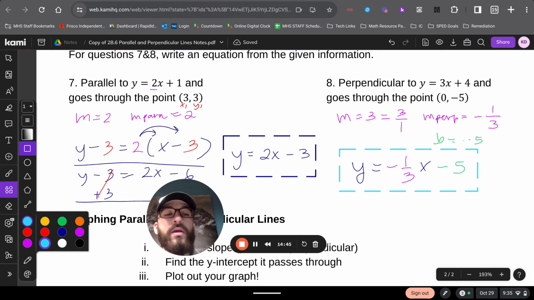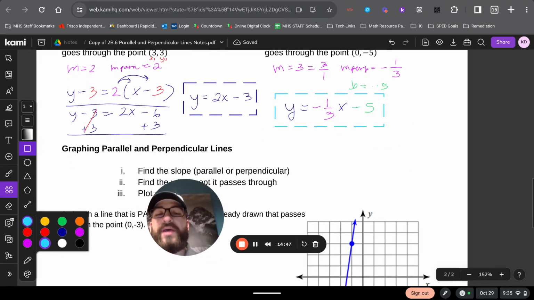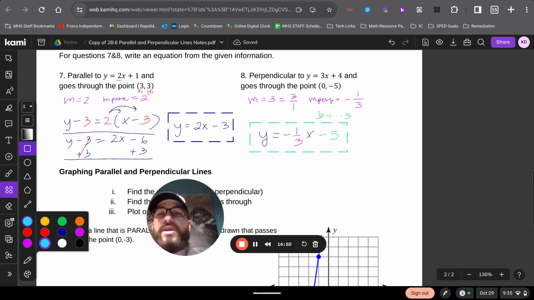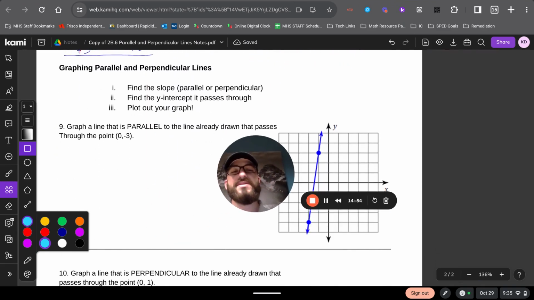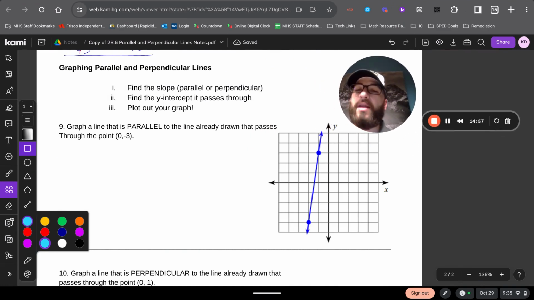Pretty straightforward. We're going to shift it just a little bit and not just write equations from a verbal presentation, but also write equations from a graphical representation. So let's look at number 9. We want to graph a line that is parallel to a line that is already drawn that passes through the point 0, comma, -3. So they've given us two pieces of information. They've told us it's parallel, and then they have given us a point 0, comma, -3, and that is a y-intercept, so that's going to be good. That means our new equation can be in slope-intercept form.